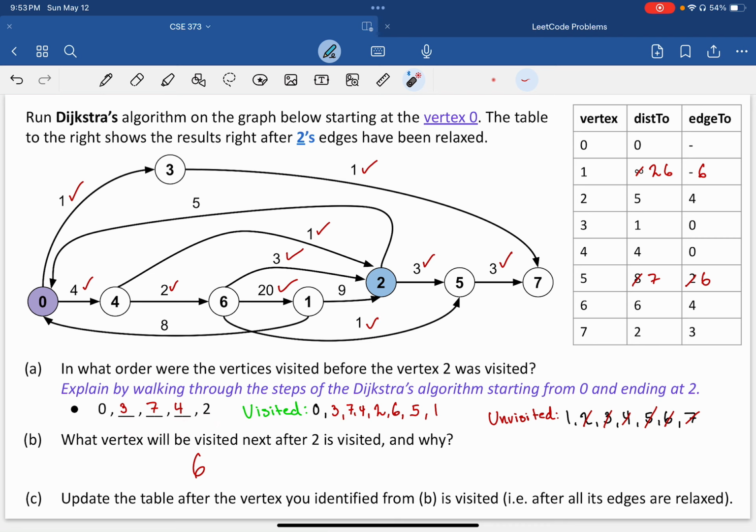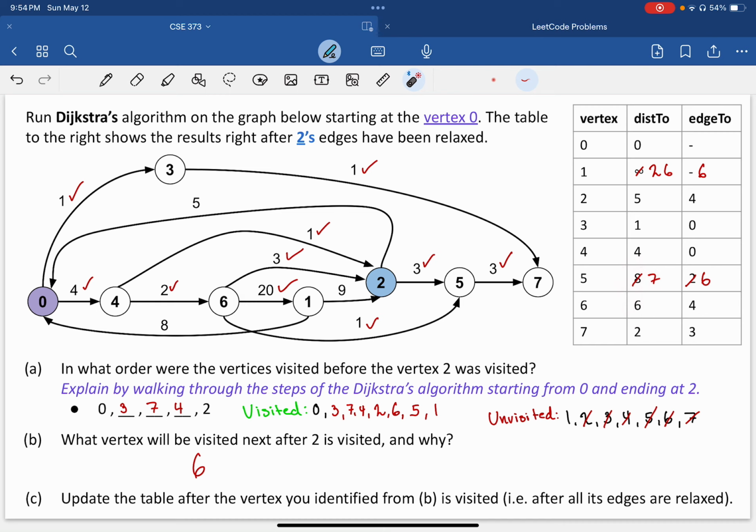The next node to be visited after 2 is going to be 6, because what we know so far is that 6 is unvisited, 1 is unvisited, 5 is unvisited, and between all of those values, the cost to get to 6 is going to be the least because it only costs 6 to get there so far. And the cost to get to 1, what we know so far, is infinity, and the cost to get to 5 so far was 8, and 6 is the least of those. So we're going to go to 6.